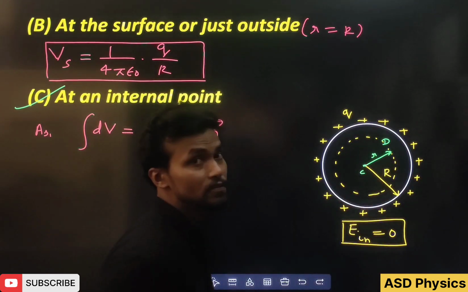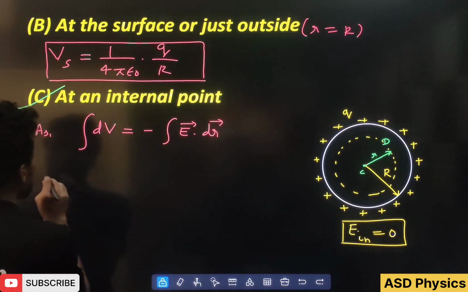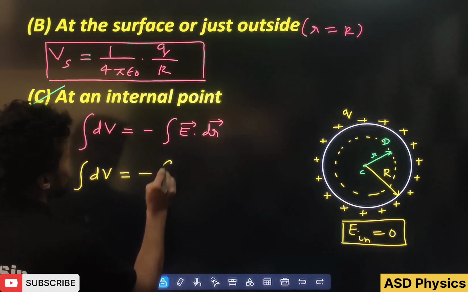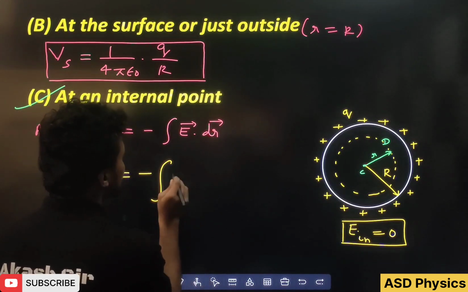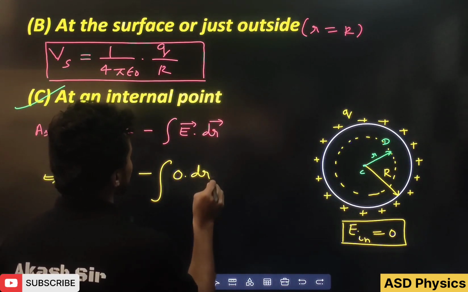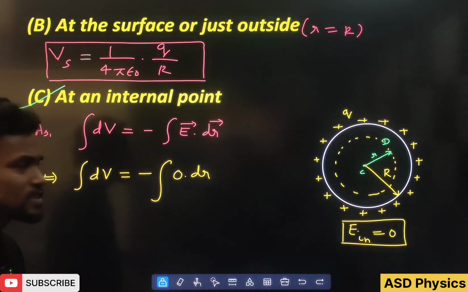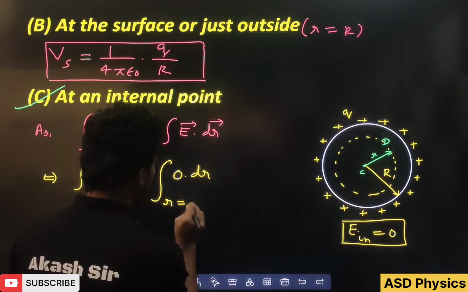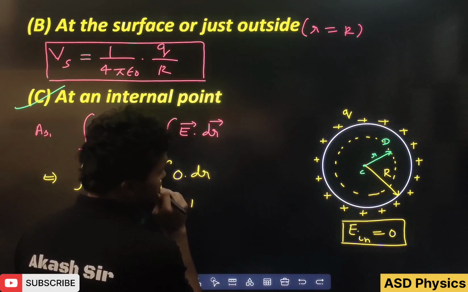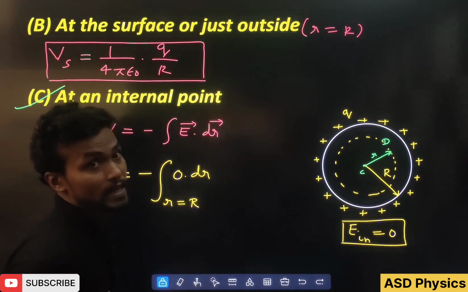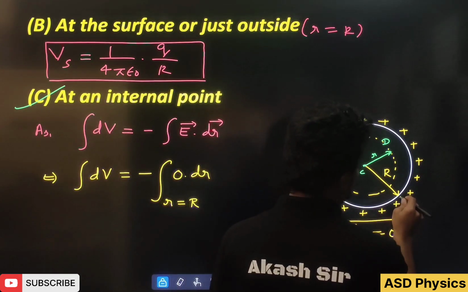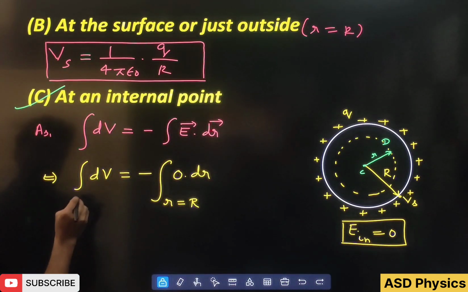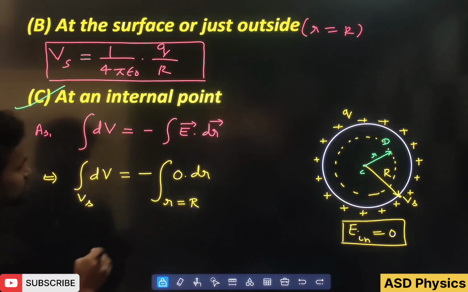Inside this electric field, how much? 0. Okay, so what will happen here: dV is equal to minus the integration of the electric field, how much here? 0, into dr. Anyhow 0 is there, and we'll put some limits also. Let's take, for example, when small r is equal to capital R. Capital R is where, students? At the surface. And at the surface, how much potential? Potential is Vs. So here I will write Vs, surface potential.